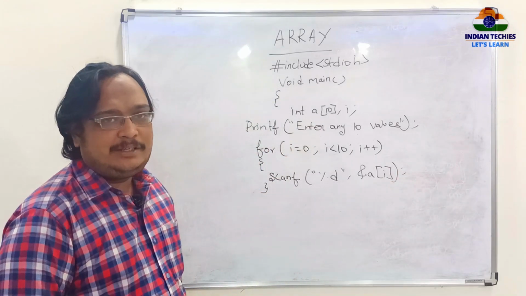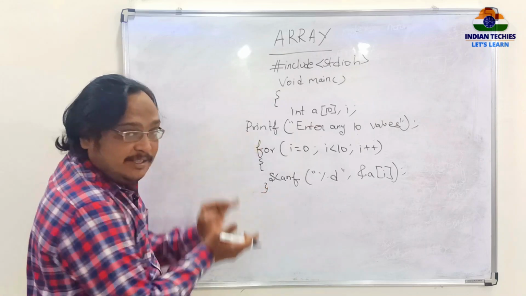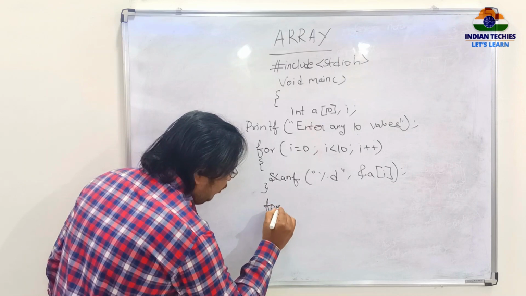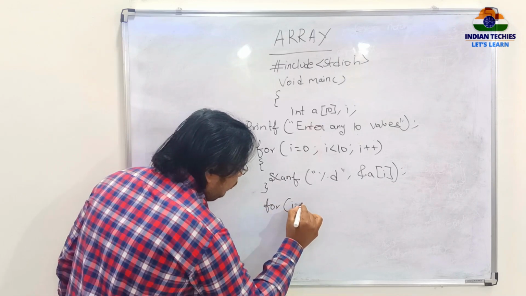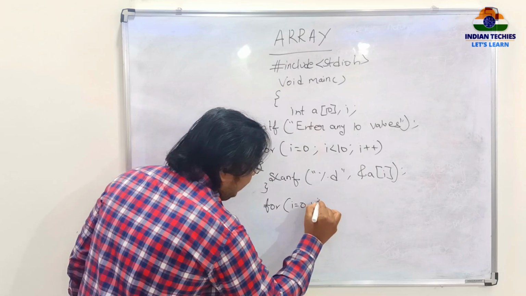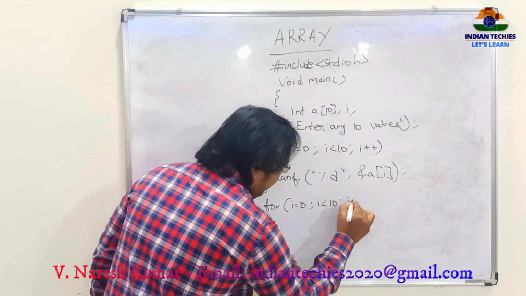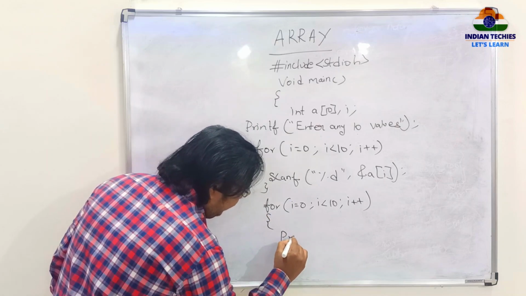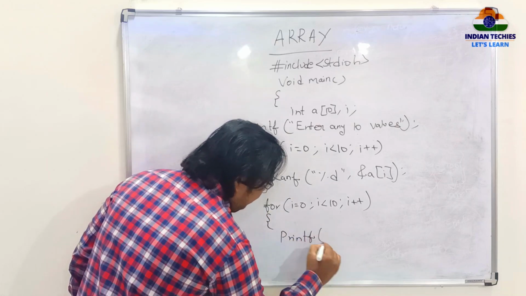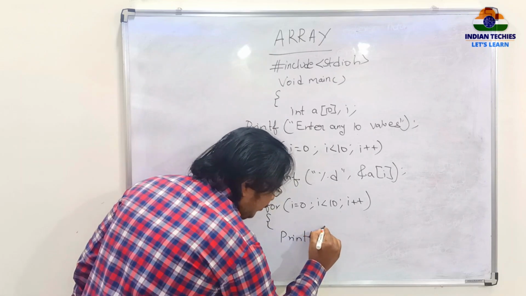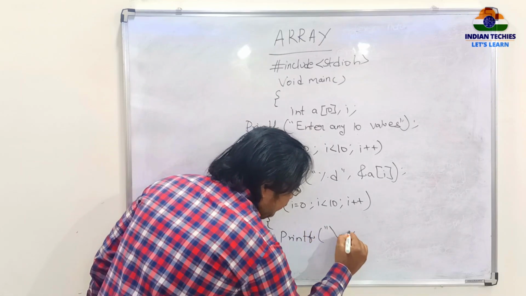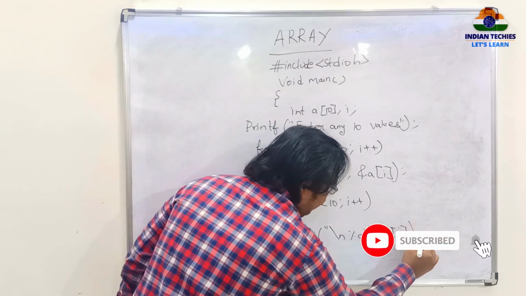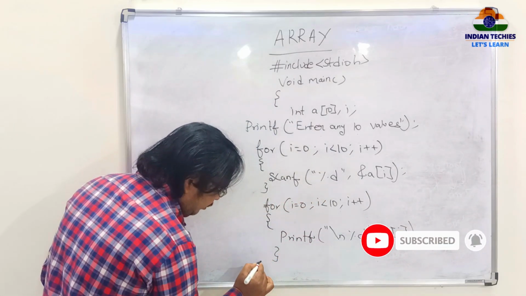After giving those 10 values, I just want to print these 10 values as they are. Now, again I am writing a for loop, i is equal to 0, i less than 10, i plus plus. Then I am printing printf. Every value I have to print in a separate line. For that purpose I am using backslash n, percentile d, a of i. Close for, close main.